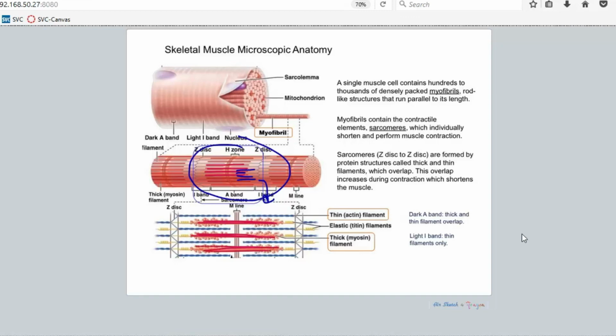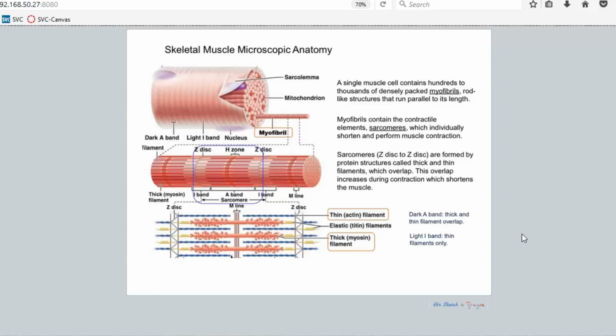These are called thick filaments or myosin filaments. That's something that you need to know. These little blue bands are called thin filaments or actin filaments. That's also something that you need to know.